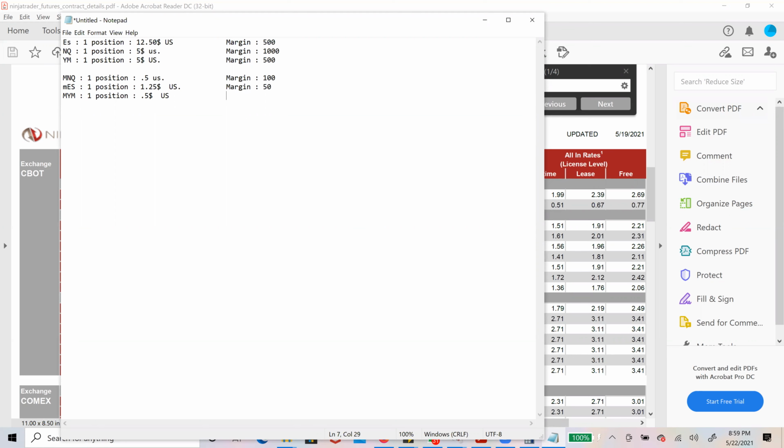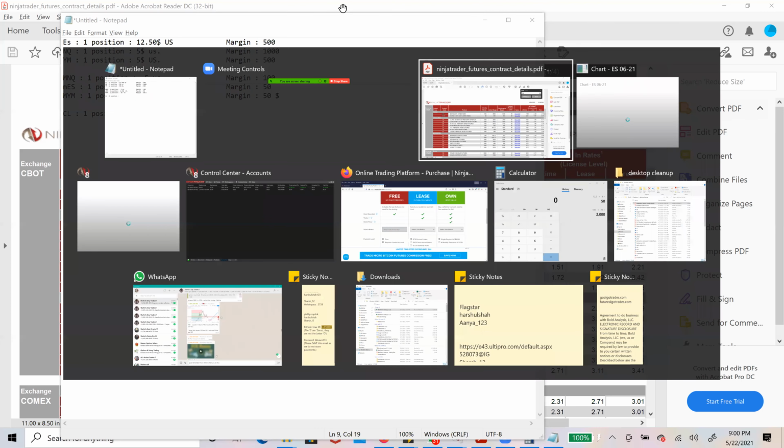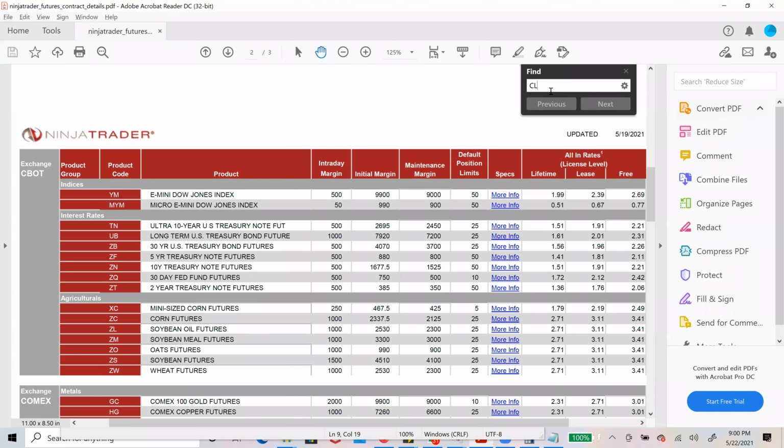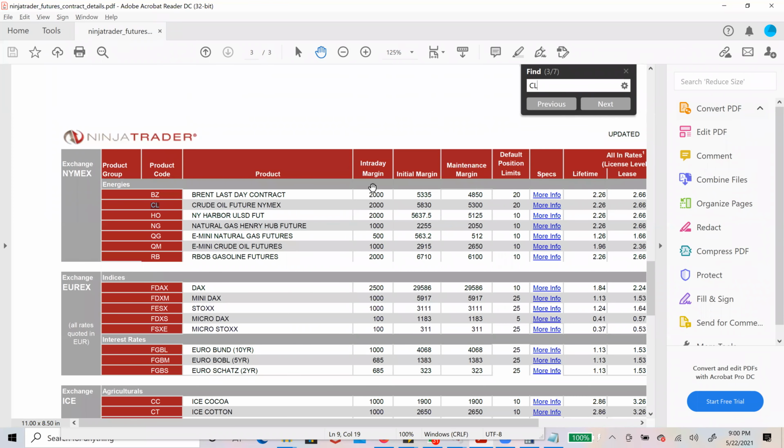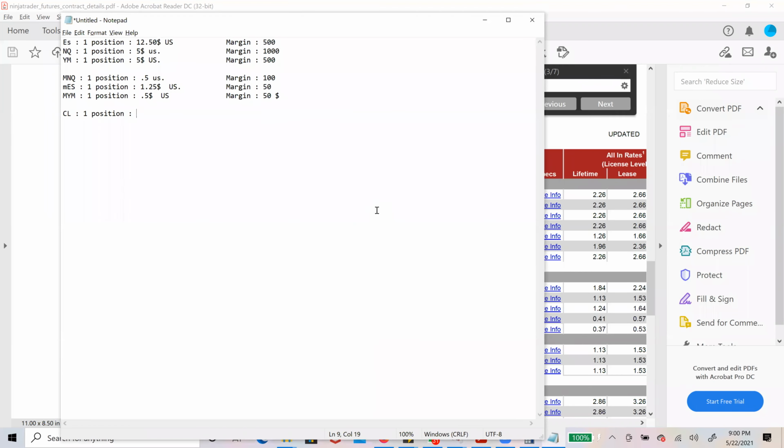$5 US. Margin is $50. Now CL, or crude oil, one position. I think it's $2,000. Let me correct that: CL margin is $2,000 US dollars, and one tick position will be 10 USD.